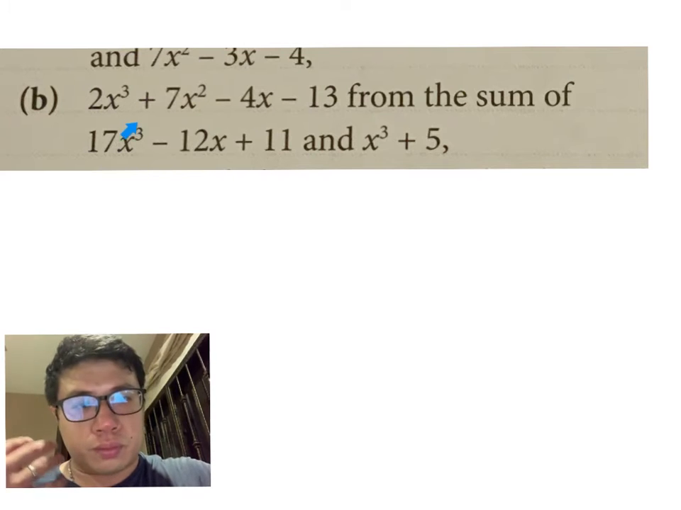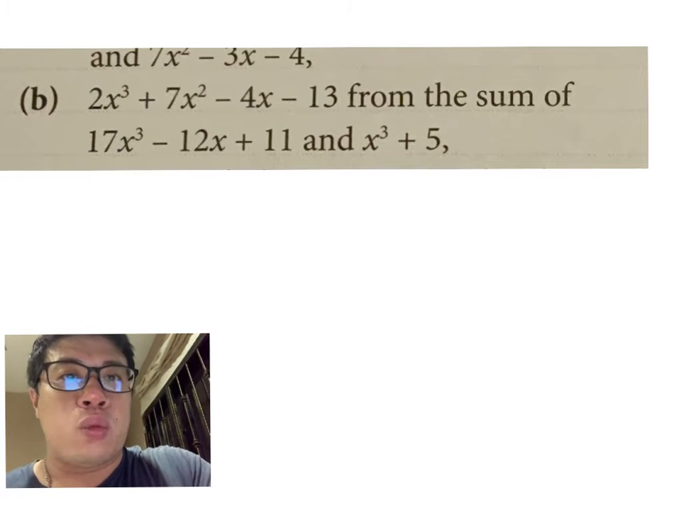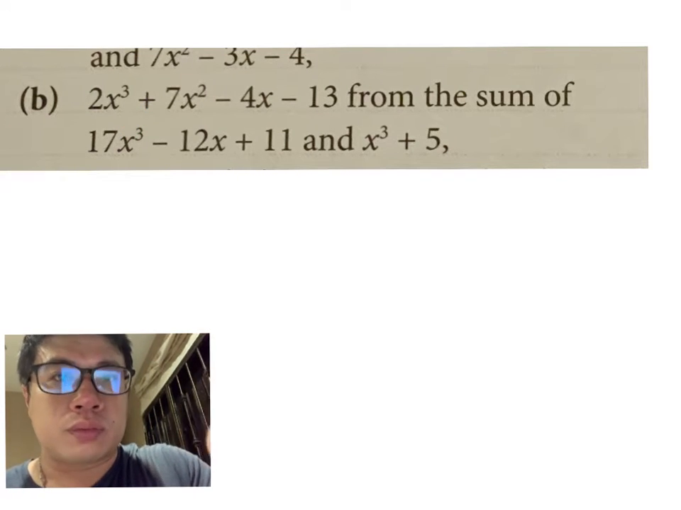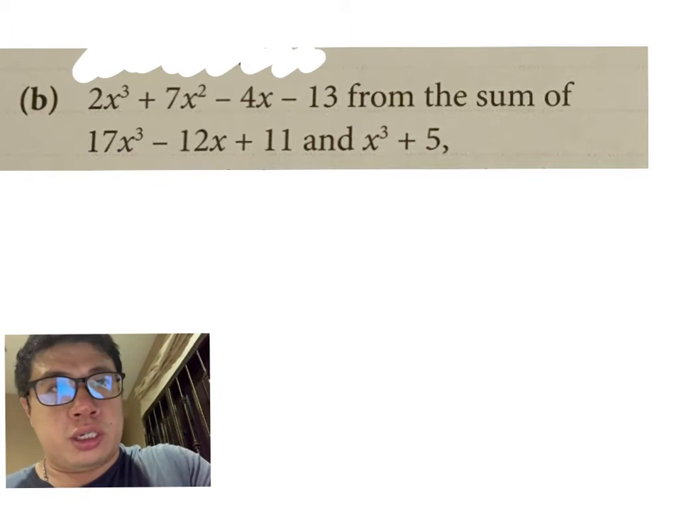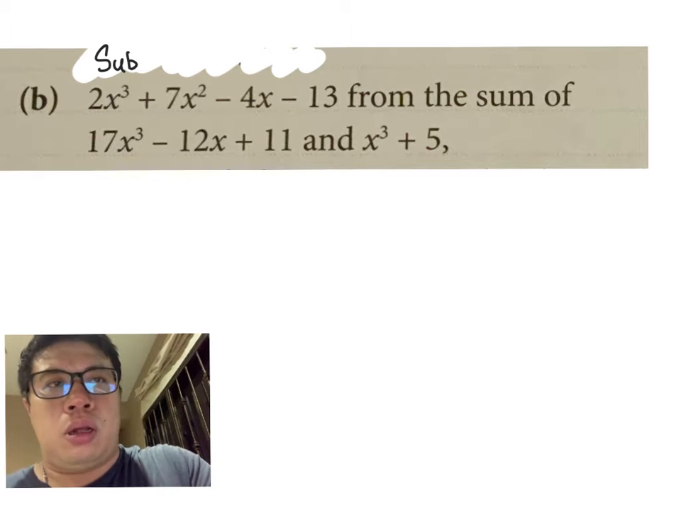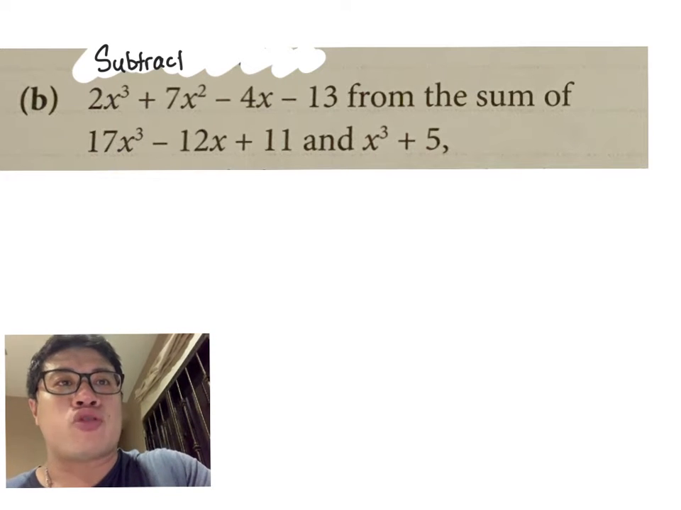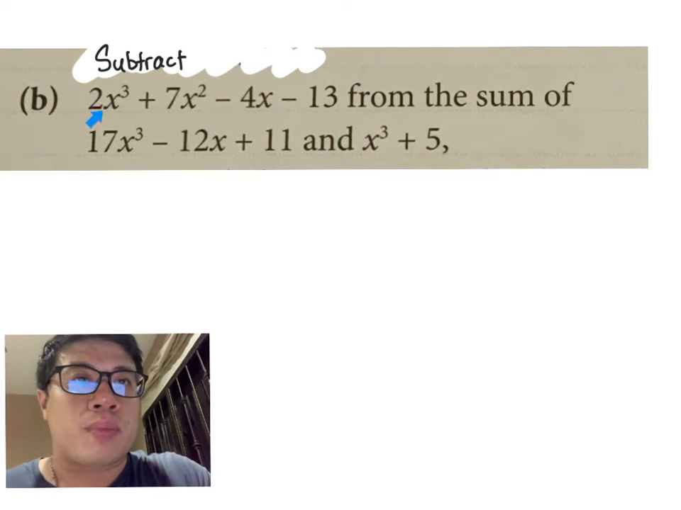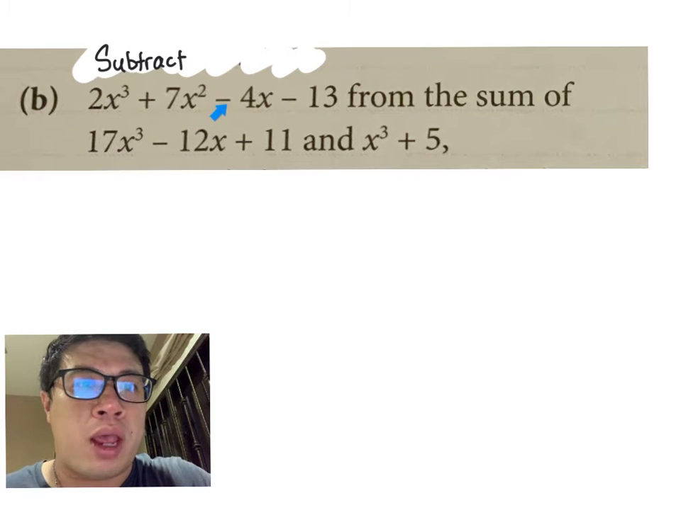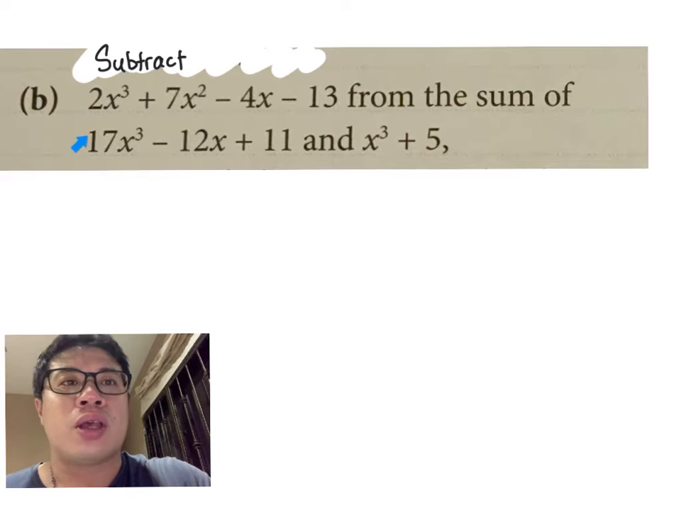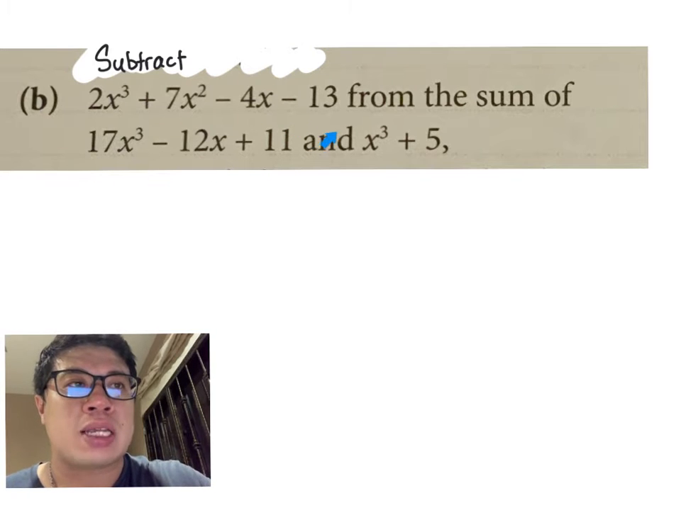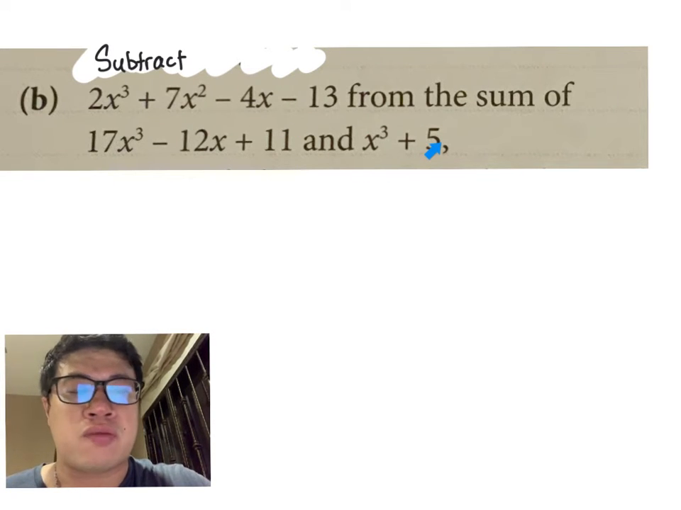In the question, there's a word "subtract" on top. I just didn't manage to take the photo here. In the question here, it means subtract. So I'm supposed to subtract 2x cubed plus 7x squared minus 4x minus 3 from the sum of 17x cubed minus 12x plus 11 and x cubed plus 5.